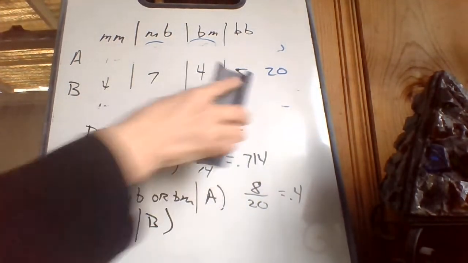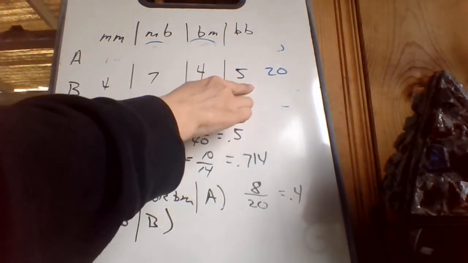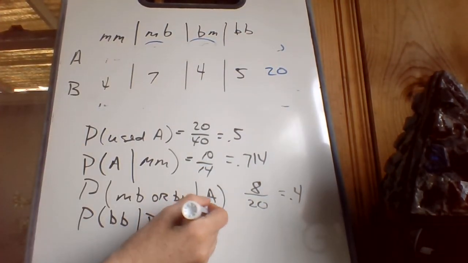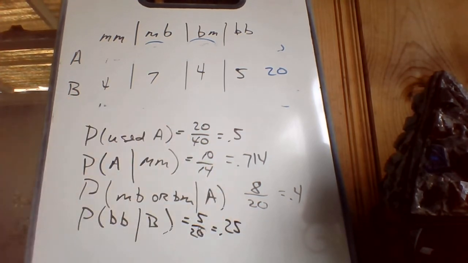All right, got that done. Now let's get back to this. Bubble, bubble. That's this one right here. 5 out of 20. So that's like 1/4, so that's 0.25.